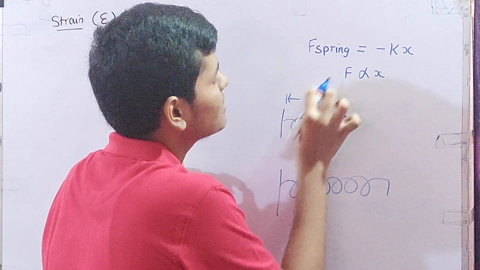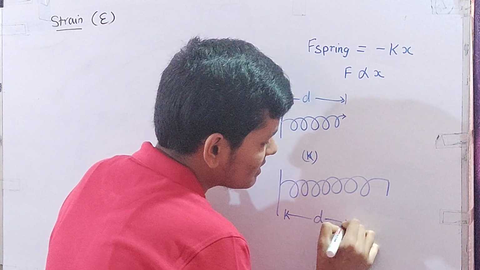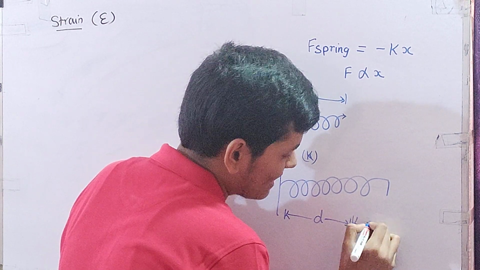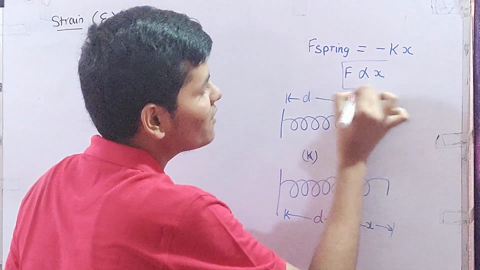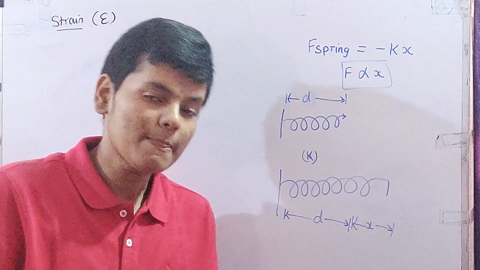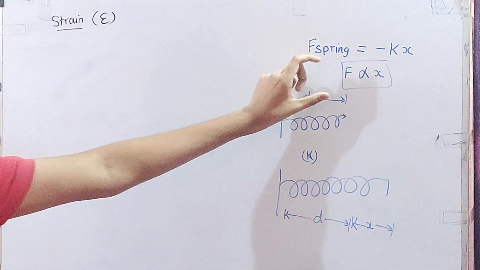Suppose the original distance was d. Later it increases by some distance x. Now this increased distance x is proportional to the force applied. How much force we apply, that much displacement occurs. This is one concept of spring force. The same concept is applied over here.